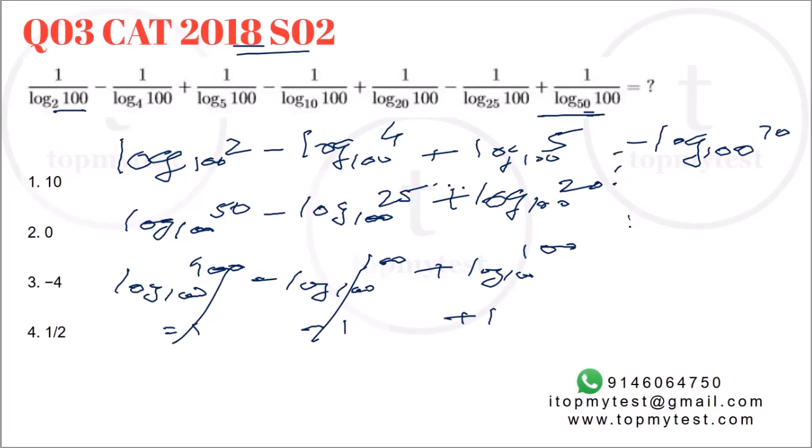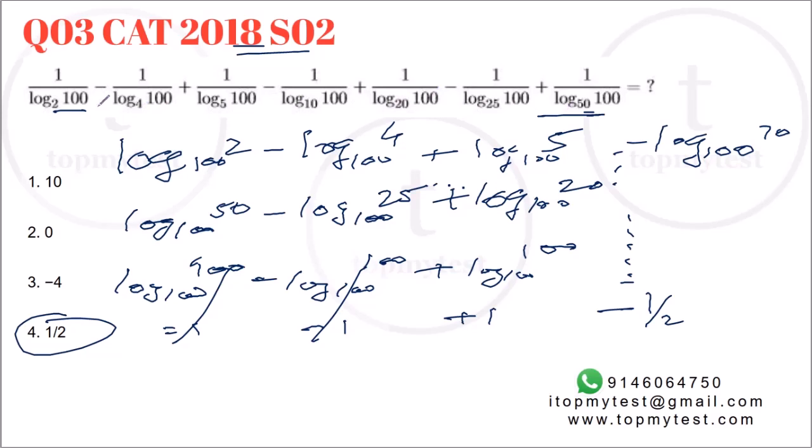The last portion which is left is minus log of 10 to the base 100. What will be log of 10 to the base 100? That will be half, and then there's a minus, so minus half. 1 plus minus half will be half. Option 4 is your correct choice. Again, about 1.5 to 2 minutes to solve this question.